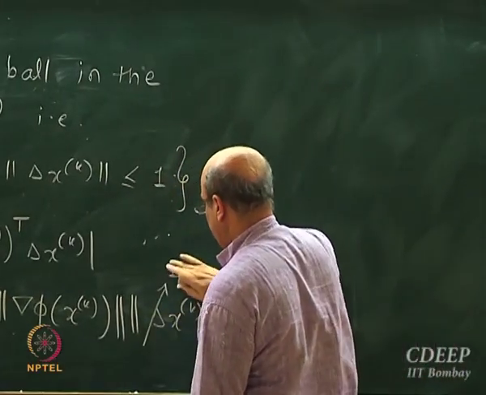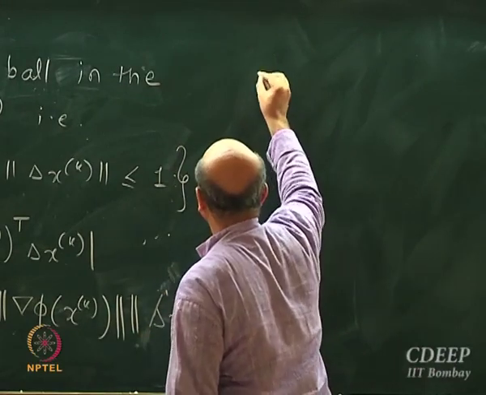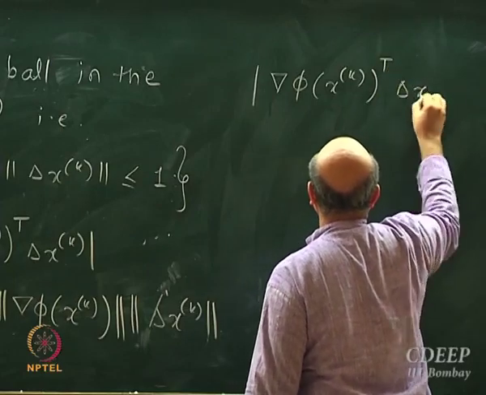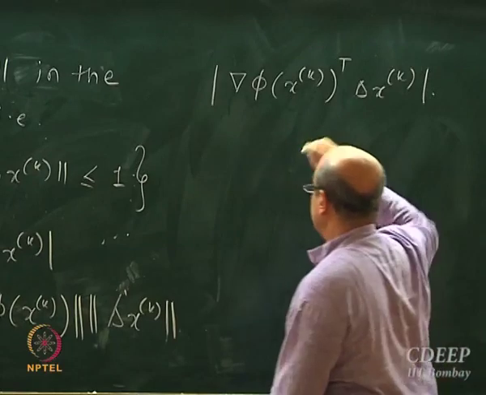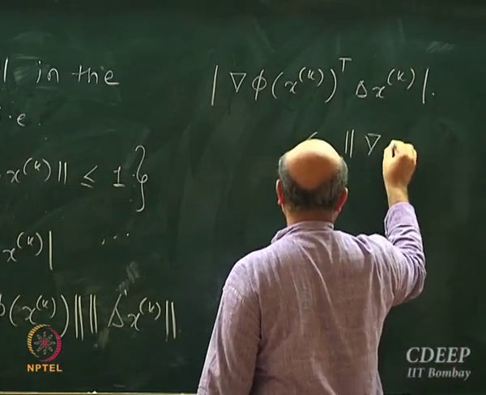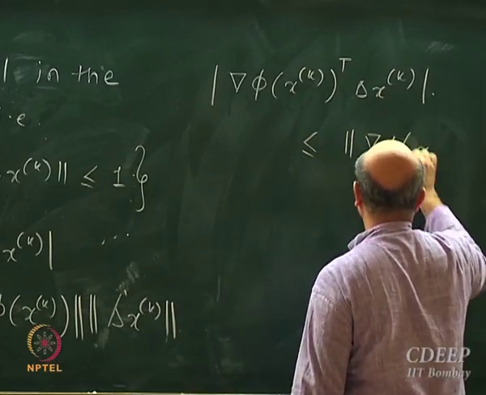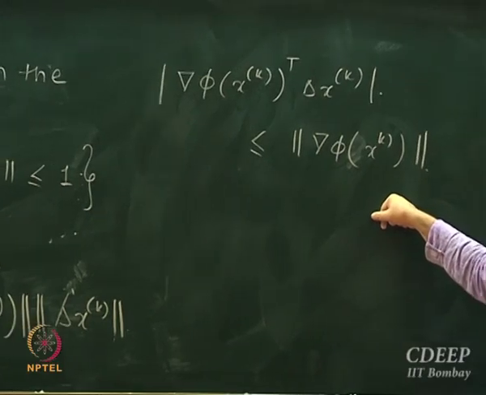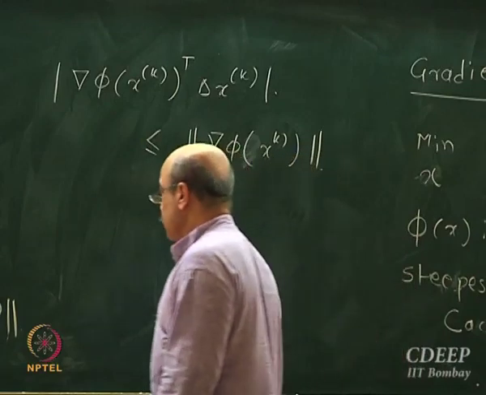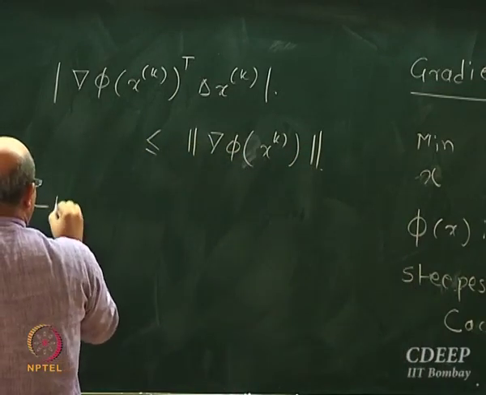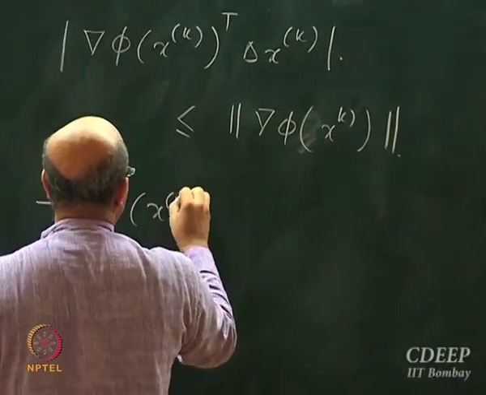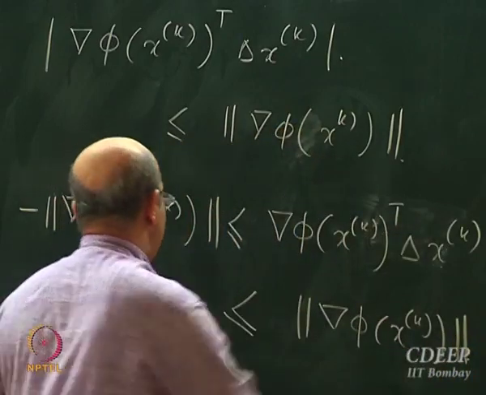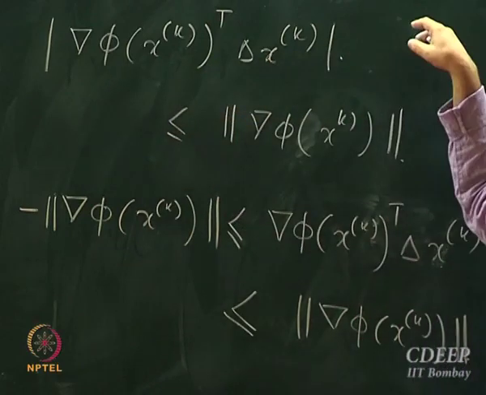okay, so if this is 1, the maximum value this can take is 1, then I can write that grad phi xk transpose delta xk, this quantity, is less than or equal to the norm of this, right? This inequality also means that minus of this is less than this. I have just expanded this inequality. Here I had written absolute value.